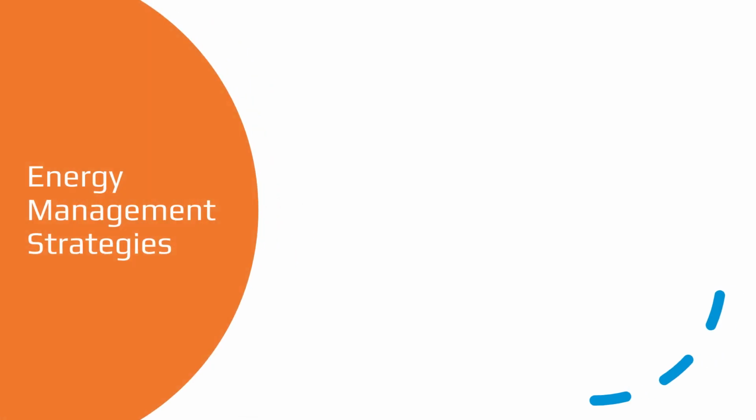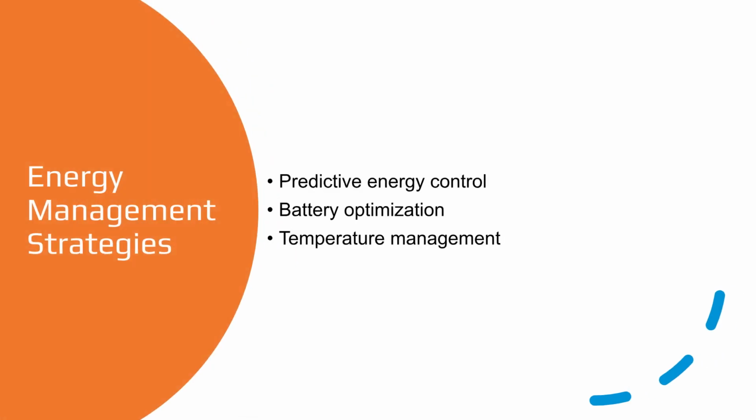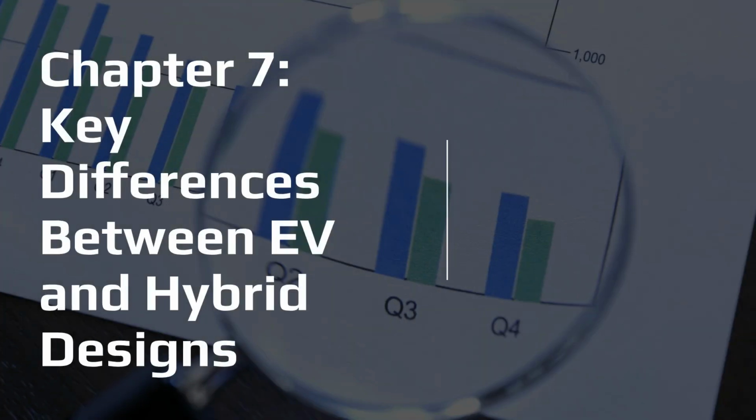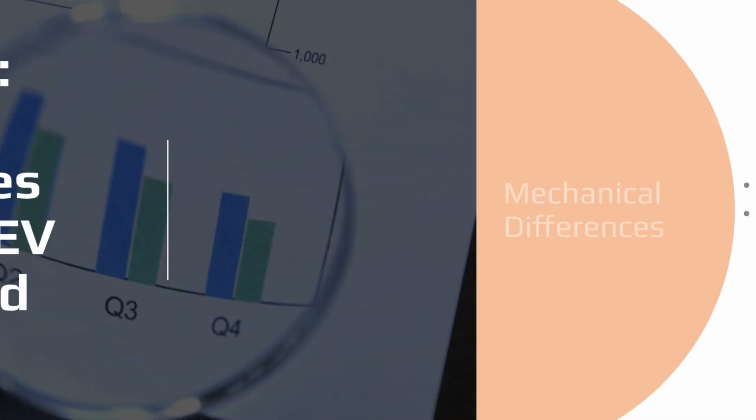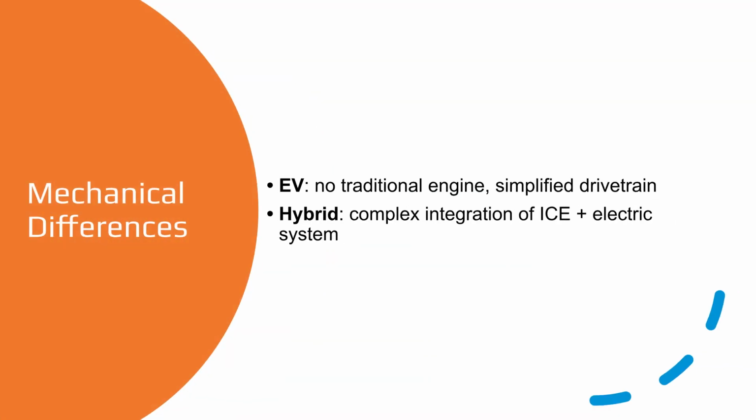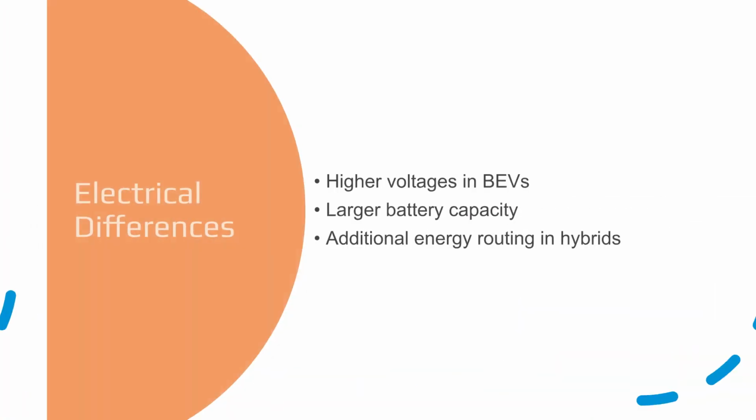Efficient energy management is vital. This includes using predictive energy control to optimize driving range, battery optimization, and advanced temperature management systems. Next, we explore the key design differences between electric vehicles and hybrids. Mechanically, EVs have a simplified drivetrain with no traditional engine, whereas hybrids rely on a complex integration of an internal combustion engine and an electric system.